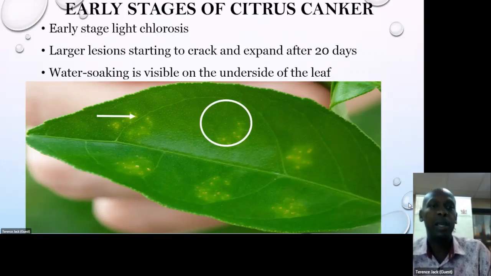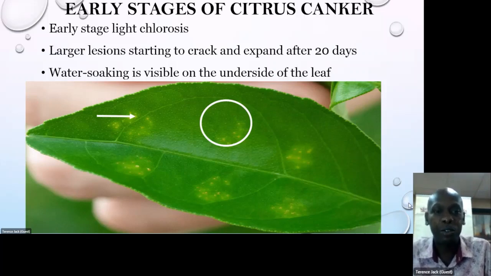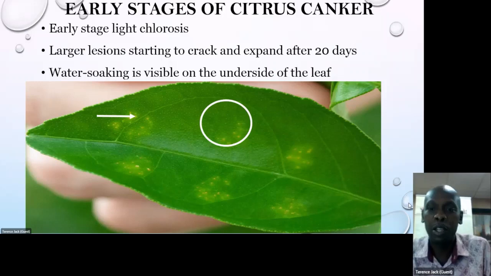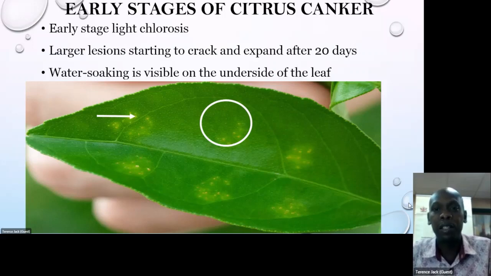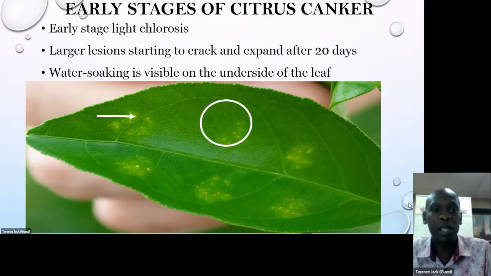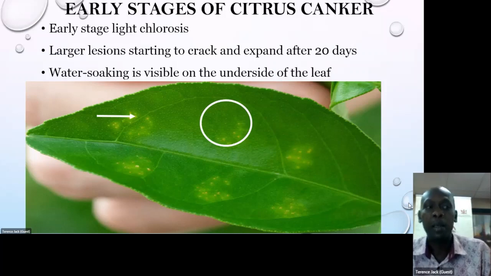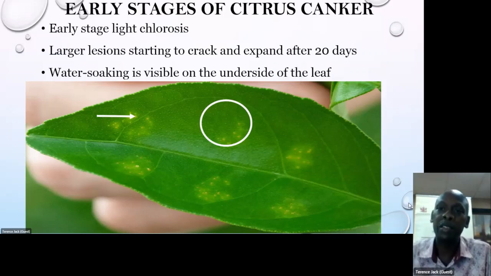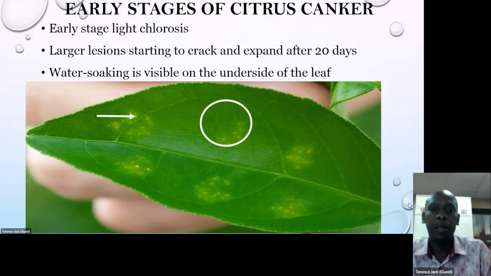So in the early stages of citrus canker, you'll have a light chlorosis that will develop on the leaf. As you can see clearly in the illustration, there's a slight chlorosis on the surface of the leaf. If you look at picture number 1, that's a slight chlorosis on the underside of the leaf. And on picture number 2, you have that slight chlorosis and a gradual movement towards yellowing on the surface of the leaf. Larger lesions will start to crack and expand after 20 days. And you have that noticeable yellow lesion and that water soaking effect. And naturally, with citrus canker infestation, the younger plants or younger seedlings are more susceptible, as well as the younger leaves and the younger fruits.